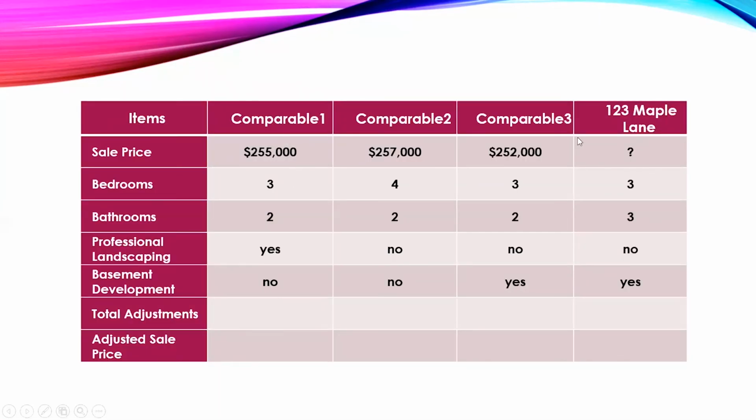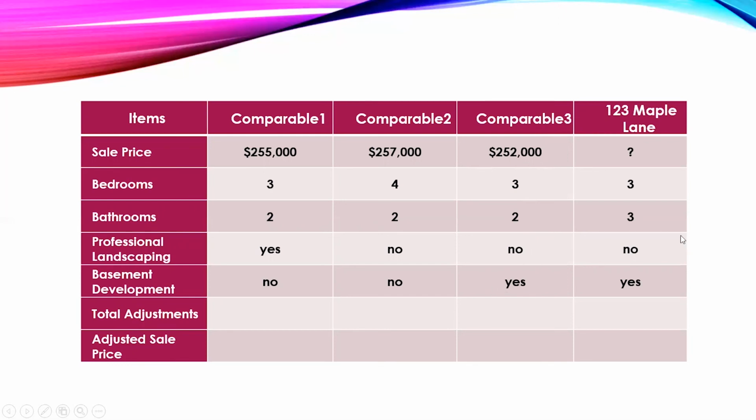As we can see here, we have three comparable properties. The first property is worth $255,000 and it has 3 bedrooms, 2 bathrooms. It does have professional landscaping, but no basement development. The second comparable here is worth $257,000. It has 4 bedrooms, 2 bathrooms, no professional landscaping, and no basement development. Comparable 3 here was sold for $252,000. It has 3 bedrooms, 2 bathrooms, no professional landscaping, but it does have a basement.